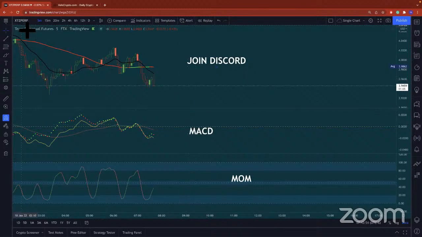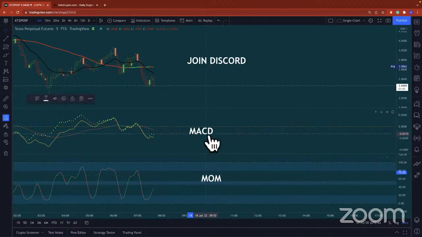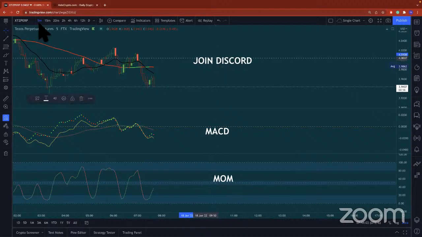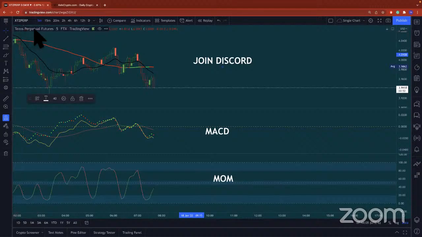And we already know the coin that we're on. We're on XTC on the perpetuity contract because we're trying to leverage trade. That's the futures contract, and that's what we're going to use off of FTX. So it's a XTC perpetuity contract to USD on the 5-minute chart, FTX.